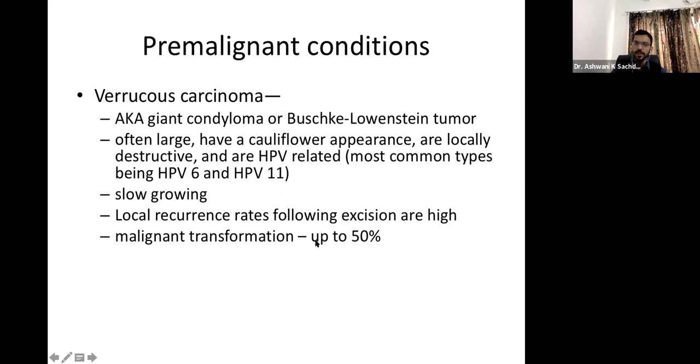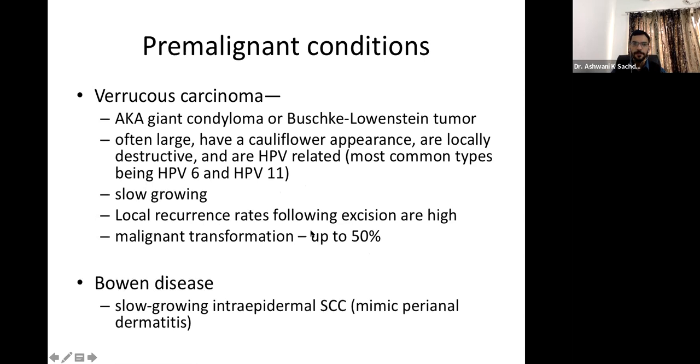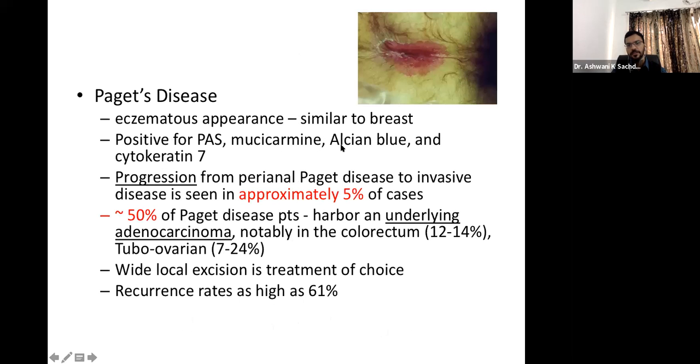They are usually low grade, slow growing, and they are associated with high rates of local recurrence. And malignant transformation is also seen in up to 50% of the cases. And in some forms, it is considered malignant itself. Next is Bowen disease. It is a slow growing intraepidermal squamous cell carcinoma. It mimics perianal dermatitis.